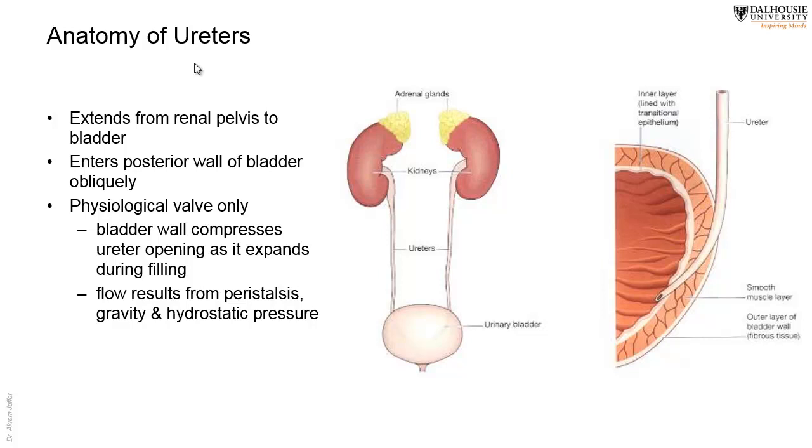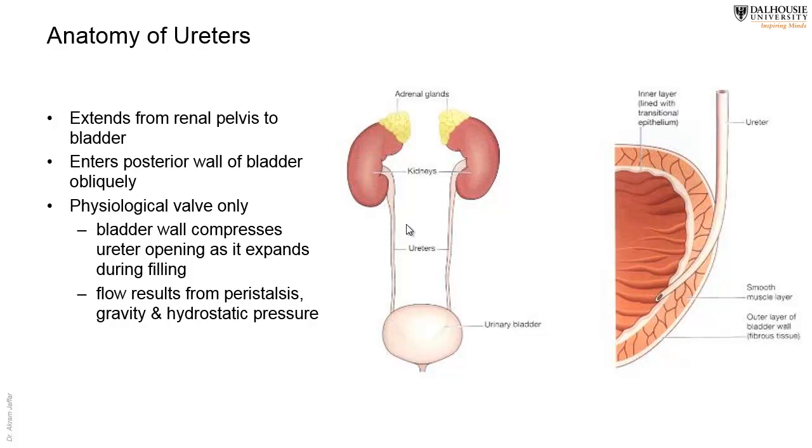There's no thickening of muscle fibers here, but because a long part of the ureter passes obliquely within the wall, it doesn't go immediately straight into the wall. So whenever the urinary bladder is distended, it will compress that intramural part of the ureter, the part within the wall, and so reflux of urine will not take place.